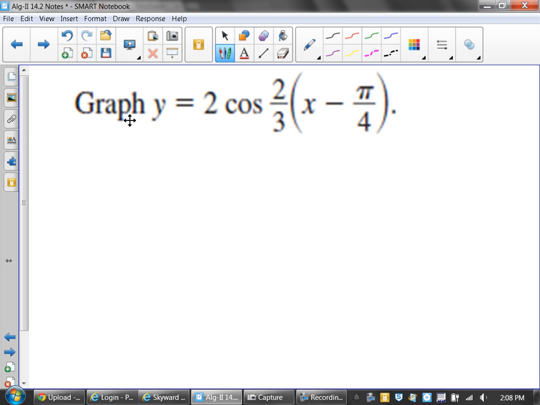So here we go. We've got 2 cosine of 2/3 times quantity x minus pi over 4. Let's tack on a k just so we can combine everything at once. Give me a number. Plus 1. Oh, we already figured it out. Let's just tack on a k, then we can combine one example all at once.